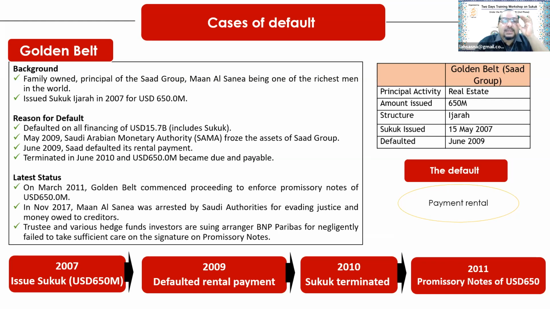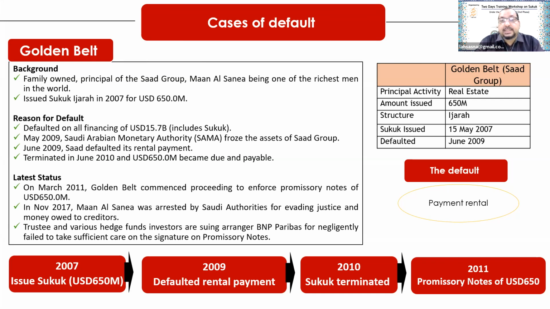In May 2009, Saudi Arabia Monetary Agency arrested and froze the assets of Saad Group. And in 2009, he defaulted on the rental payment. And of course, in 2010, it was terminated and a promissory note of 650 million was issued. So, issued in 2007, 650 million, default in rental payments, Sukuk termination.